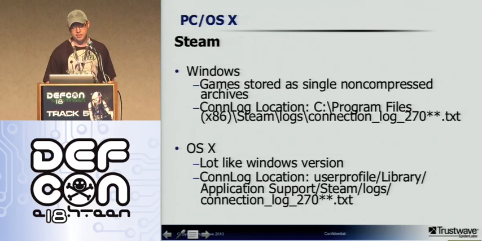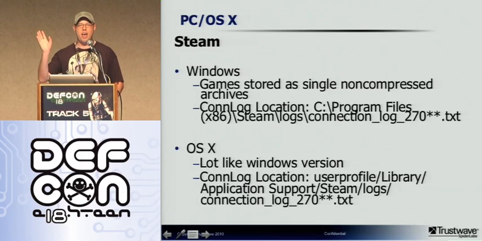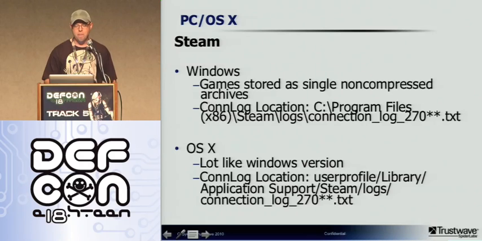Now, for the PC and OS X, this is the general location of where you're going to find the data for Steam on a Windows box. Games are stored in a single non-compressed archive, so you're not going to see a bunch of small files. You're going to see a couple of big files in the Program Files directory. And the connection logs are going to be there: connection log 270 and so on. If you go back to the port list, 27015 means that person actually connected to a game. If it was something else, like connection log 5,000 or whatever, it's probably not playing a game. It's probably like an update.